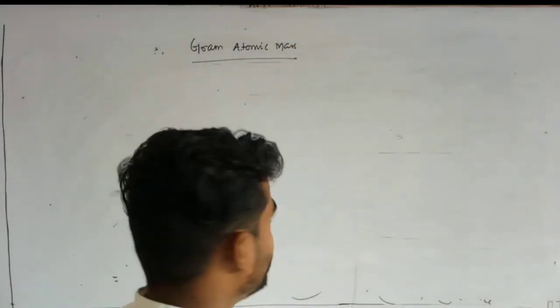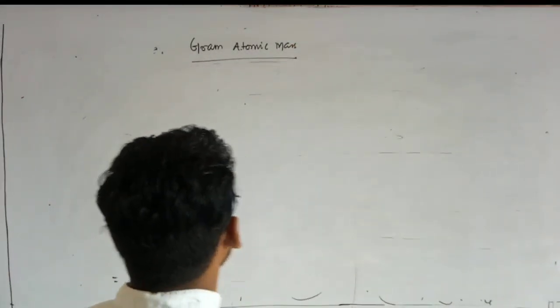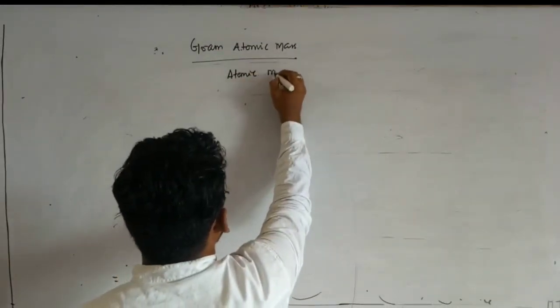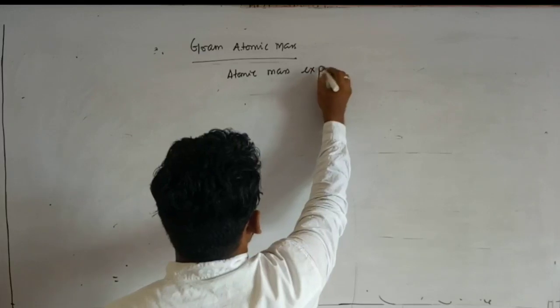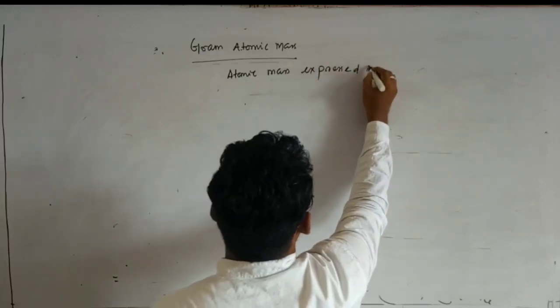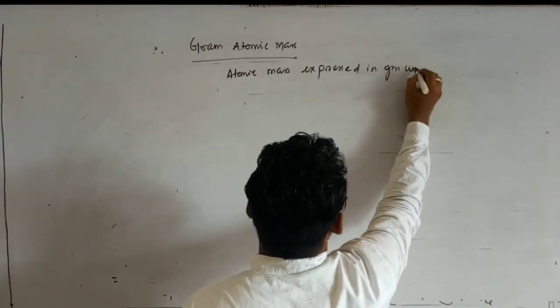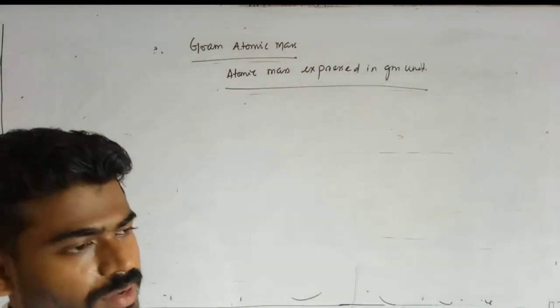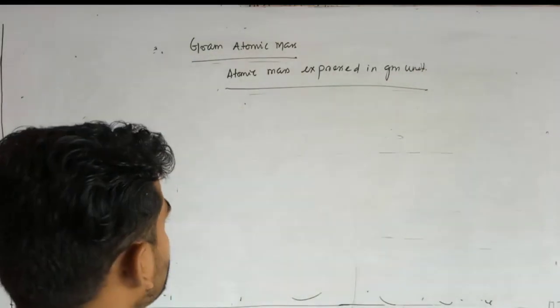Okay, so gram atomic mass, that is atomic mass expressed in gram unit. So when we express it in gram unit, that is called gram atomic mass. Okay, but here you just remember one thing.